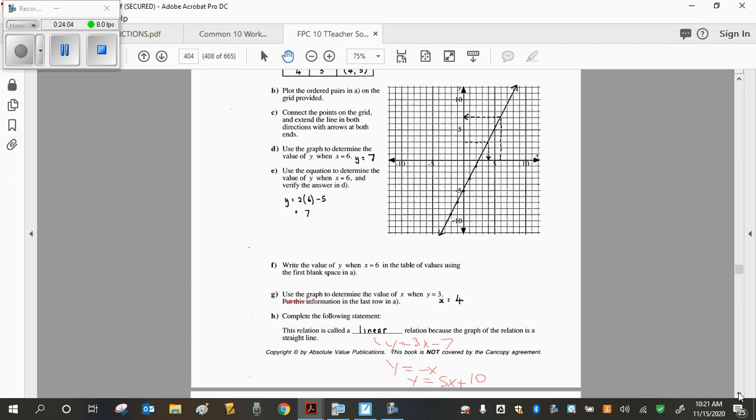G, use the graph again. When y equals 3, so you go to your y, and there's the 3. In this case, we're going the opposite way and then straight down, and x equals 4. So that point would be 4, 3. Your x is 4. Your y equals 3. All right, good job. Any questions, let me know.